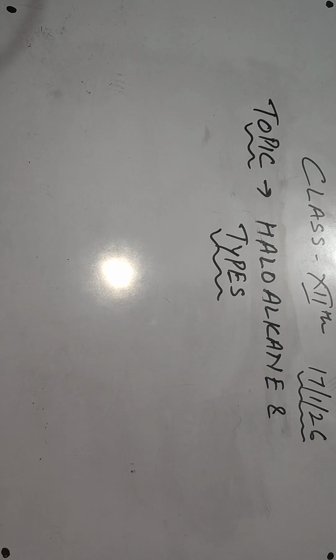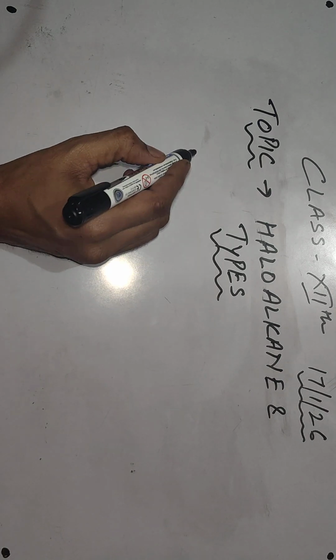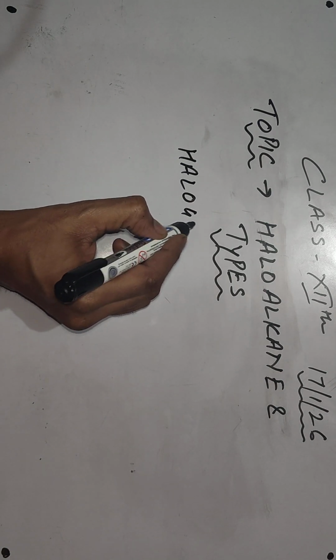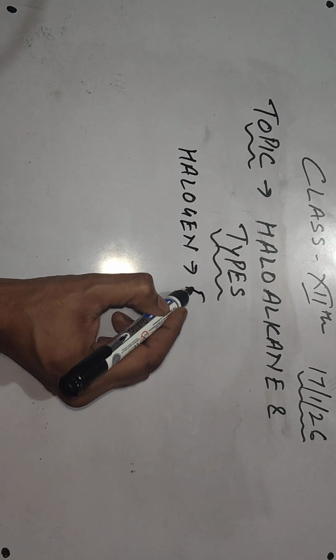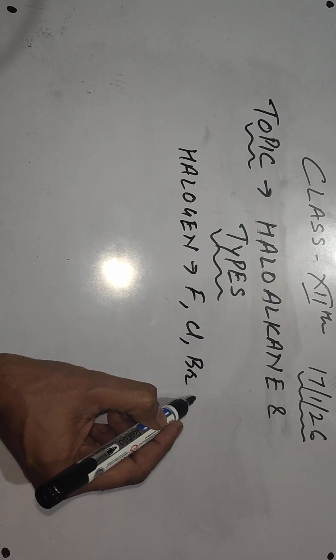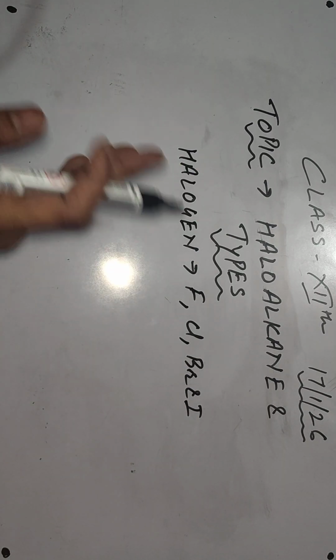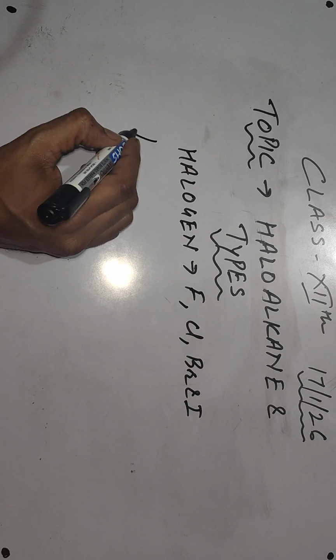First of all, we need to understand what are haloalkanes. Haloalkanes are also known as alkyl halides. So the name is suggesting haloalkane. Halo represents halogen. Halogens we know: fluorine, chlorine, bromine, and iodine. Alkane is very well known to us.